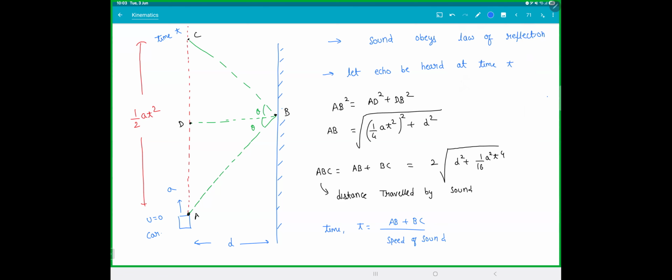Is that clear, everyone? The time taken for the vehicle to go from A to C must be equal to the time taken for the sound to go A, B, C. Both the times are equal. And what is the time taken for the sound? The total distance AB plus BC by speed of sound should give you the time. Any doubt still here? So once you got this, you're kind of done.